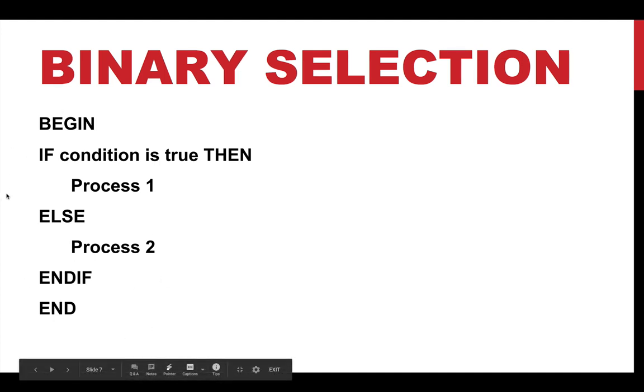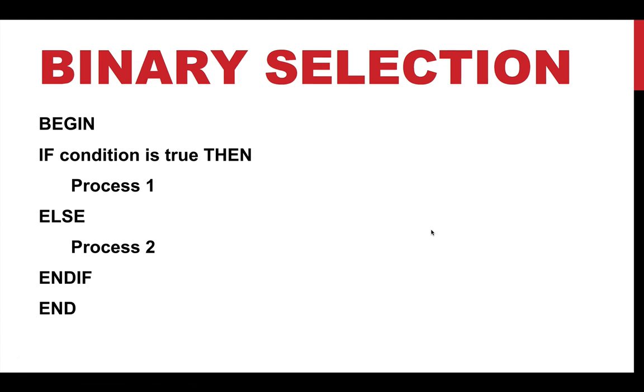So that's basically the binary selection control structure, and it means that my logic is able to select one of 2 pathways.